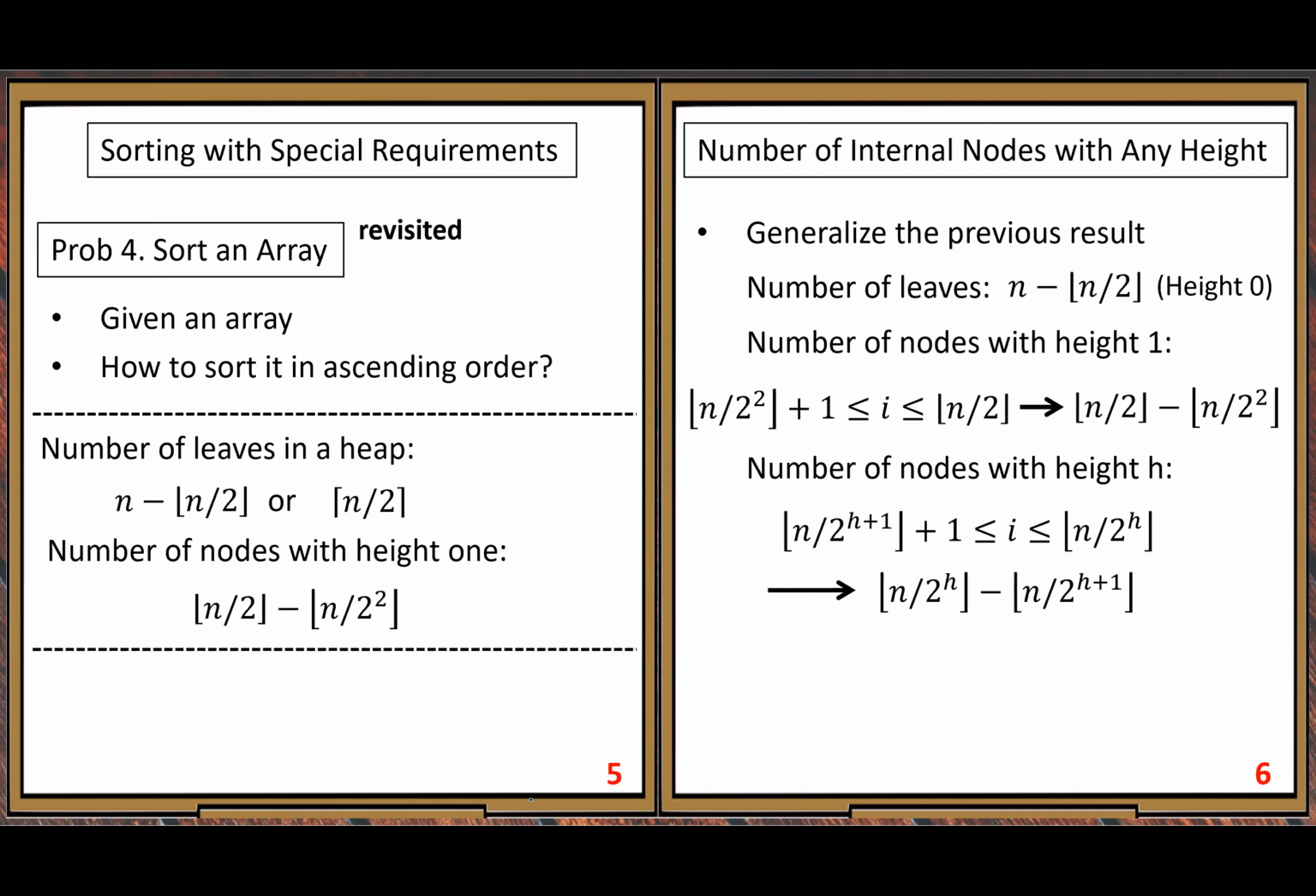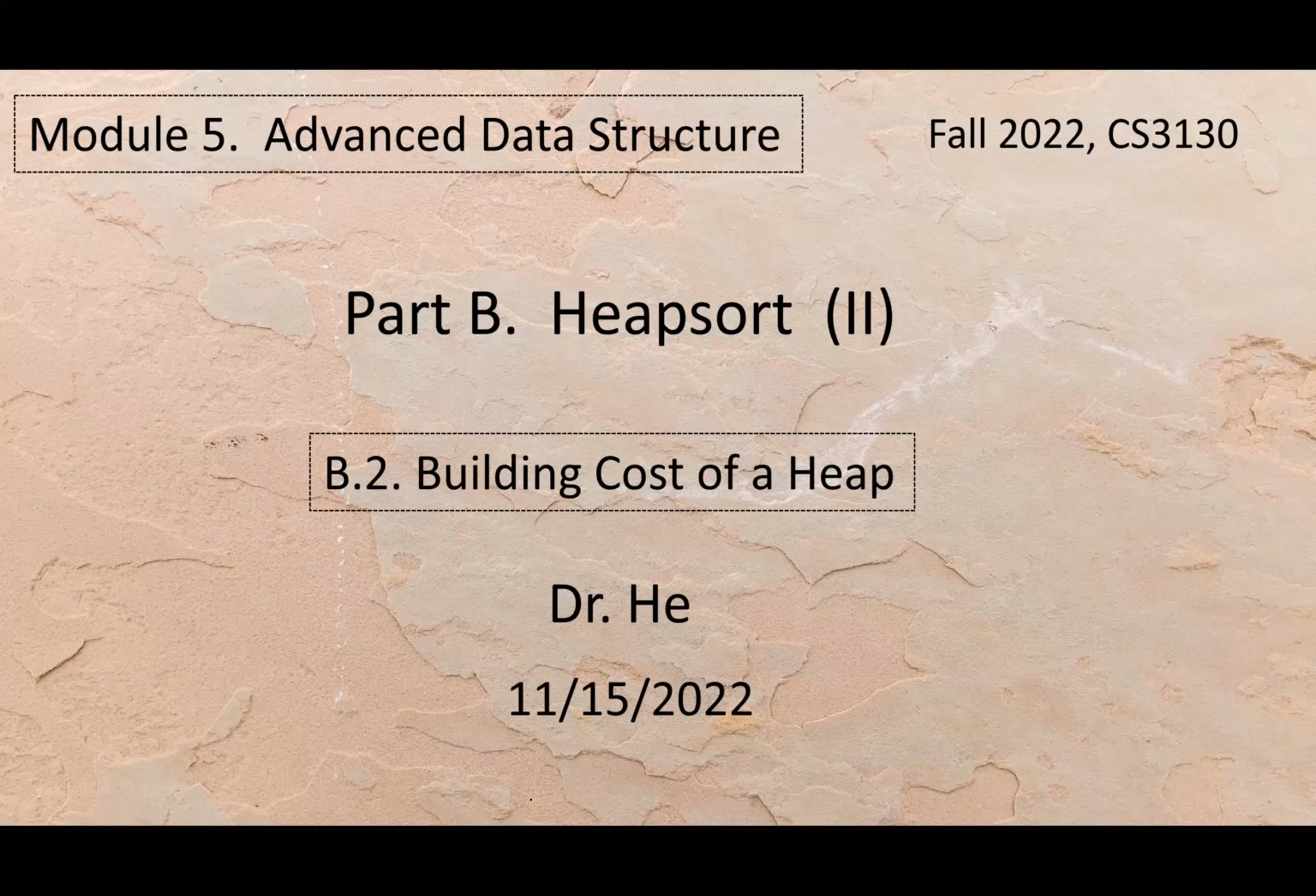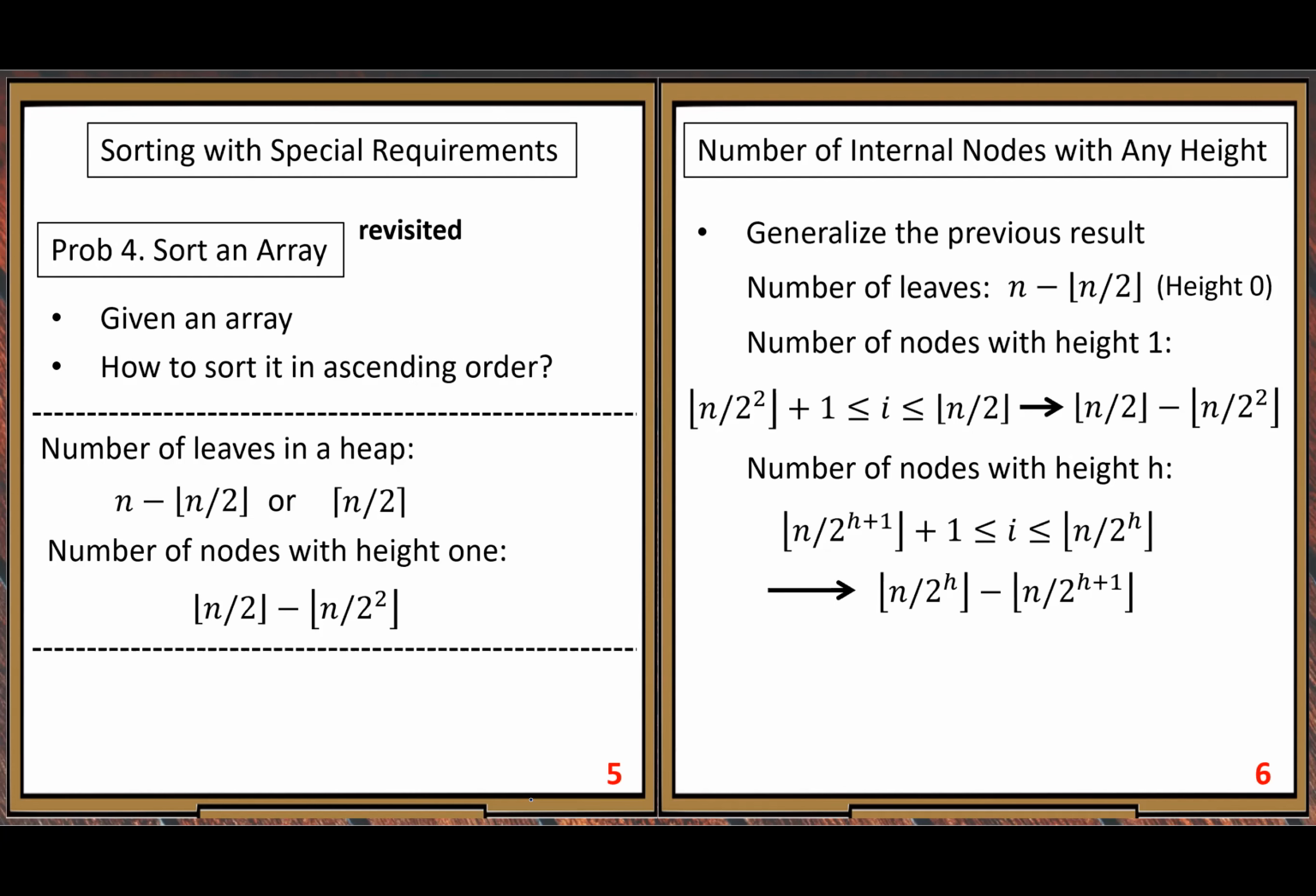And remember, there is an inequality. I didn't write it here, so let me go back a little bit. Remember, we can write this ceiling function n over 2 to the h plus 1 floor function. Because later when we do the cost estimate, we need to use this formula. So let us put it on hold here. We will move to our next part, B.2. So now we are ready for B.2.